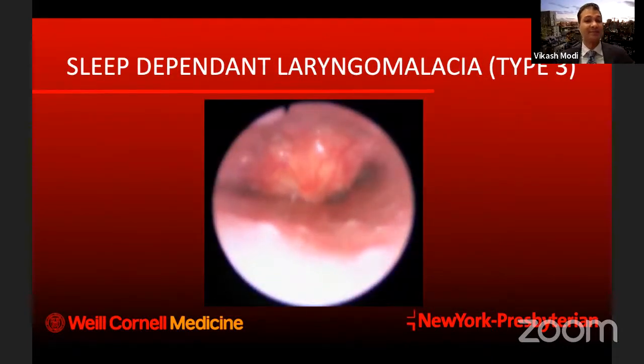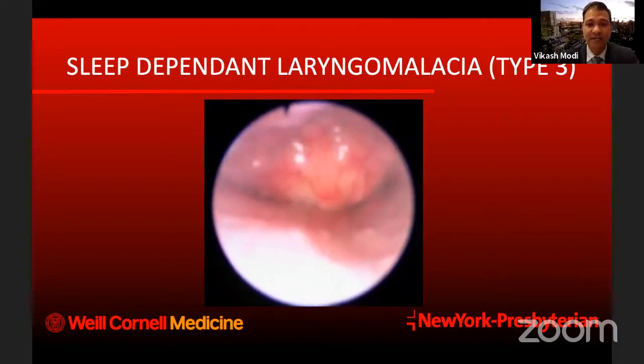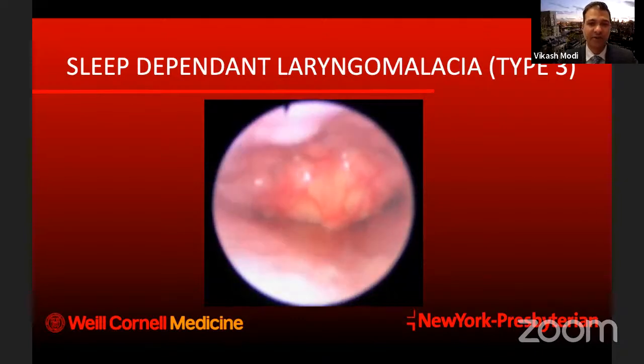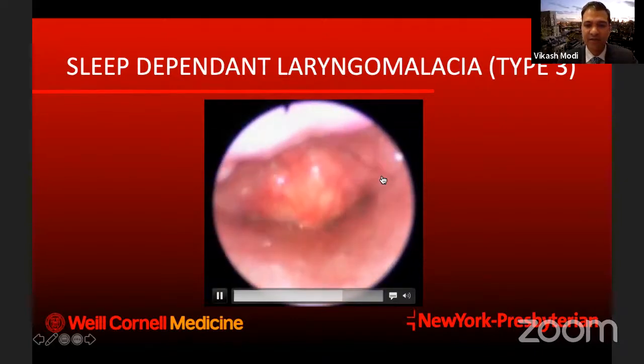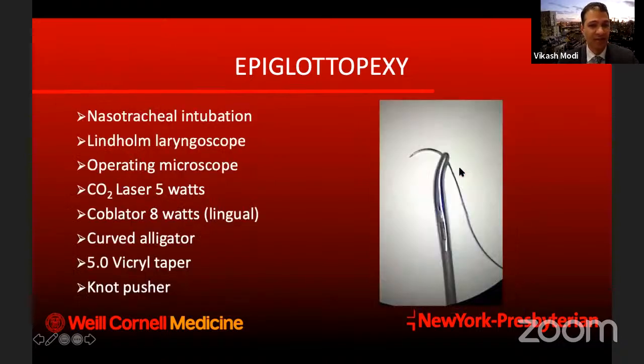Here's a child with sleep-dependent laryngomalacia. We oftentimes see this in low tone kids, where the epiglottis just prolapses posteriorly. The glossoepiglottic ligament is very lax. In these kids, we'll do an epiglottopexy. The way you do that is you demucosalize the vallecula with the laser. You want to leave a little rim of mucosa, and then you try to get in as many sutures as you can.